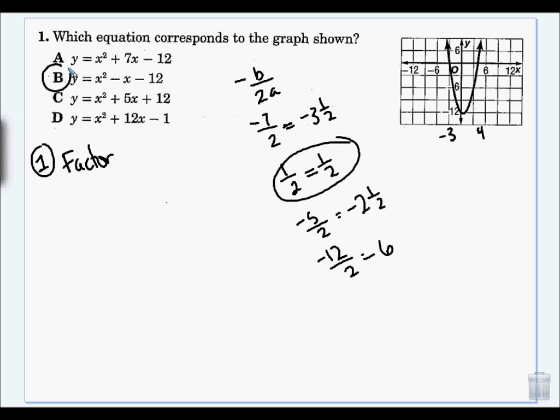So does that make sense? Okay. And that's just based off of our vertex right here.